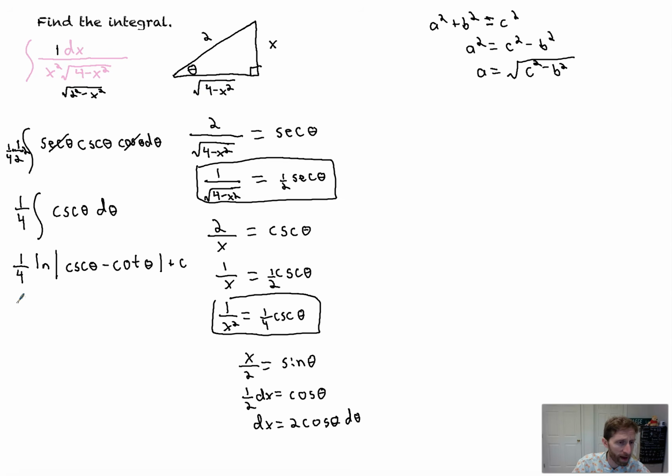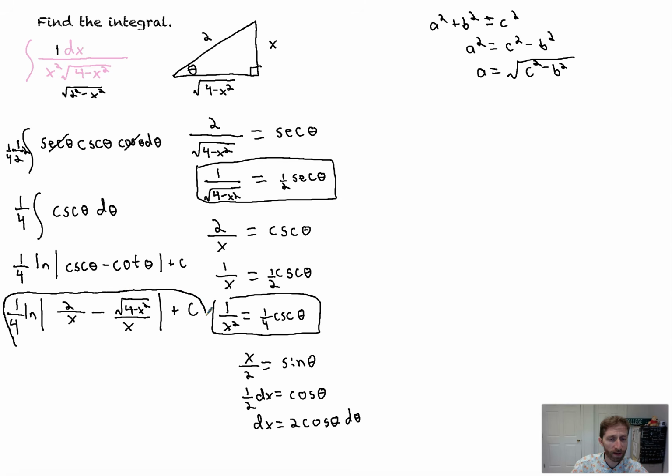It's going to be a mess. So we get 1/4 ln of the absolute value. Cosecant theta is 2 over x, right? It would be the reciprocal here of sine. 2 over x, just using your triangle, minus cotangent theta, which is adjacent over hypotenuse, root 4 minus x squared all over x. And that's all that problem has for us, plus C. And you could join that up over one fraction. I'm not going to. That's your answer.